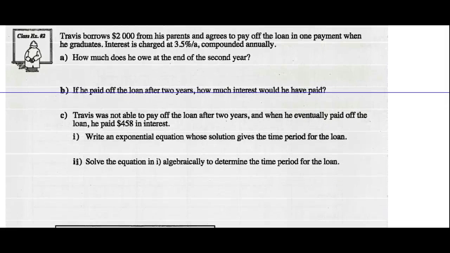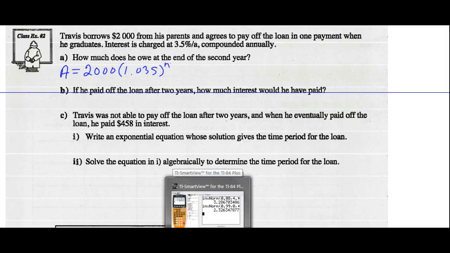Travis borrows $2,000 from his parents and agrees to pay off the loan in one payment when he graduates. Interest is charged at 3.5%, compounded annually. How much does he owe at the end of the second year? Well, we've got our formula. What's his amount that he owes? Well, he borrowed $2,000, so that's his principal, at a rate of 3.5%, so 1 plus 0.035. So this is to the exponent 2. All right.